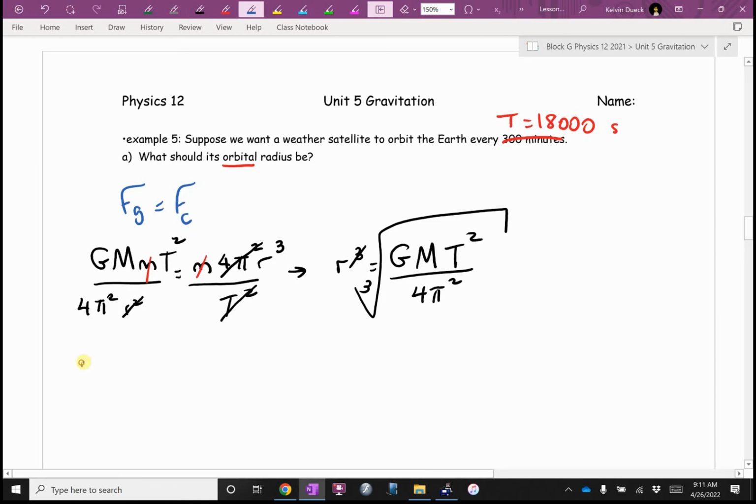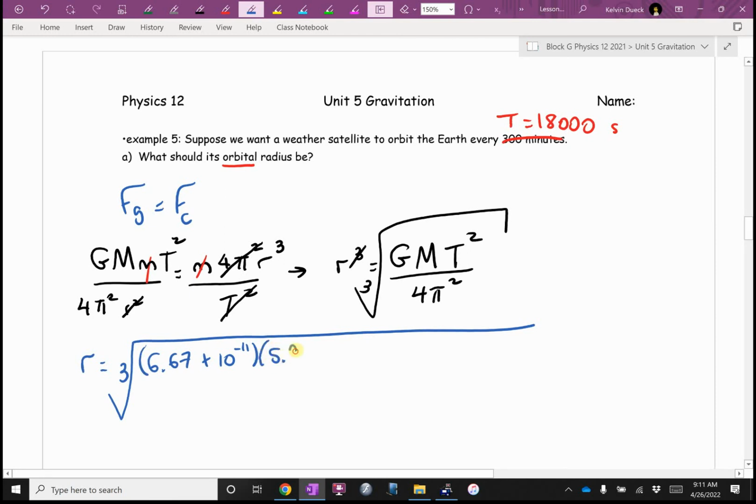First, let's write out our expression, because this is going to be messy. Cube root of big G, 6.67 times 10 to the negative 11, big M, what are we orbiting? Earth, 5.98 times 10 to the 24th. The period, 18,000, don't forget the squared, all over 4 pi squared. Whew! I like that.